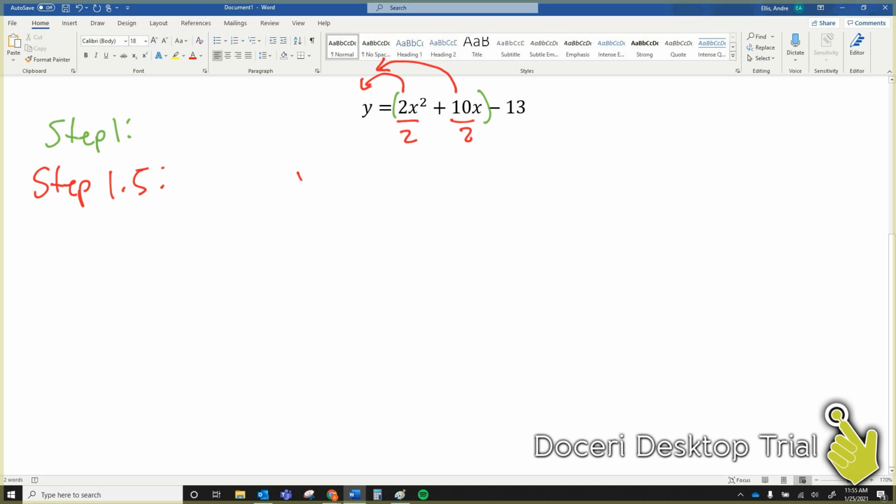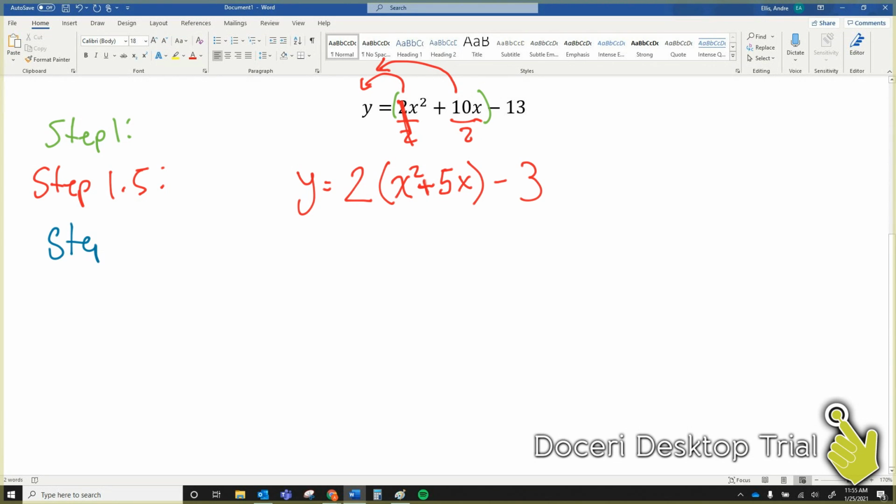When I do so, I will pull the 2 out front, and what I write in the parentheses is what I have left. So 2x squared divided by 2 becomes x squared. These cancel out. 10 divided by 2 is 5, and it was a positive, so I will keep it positive. Don't forget your x that was already there. All right. So now we are in better shape because we can complete the square.